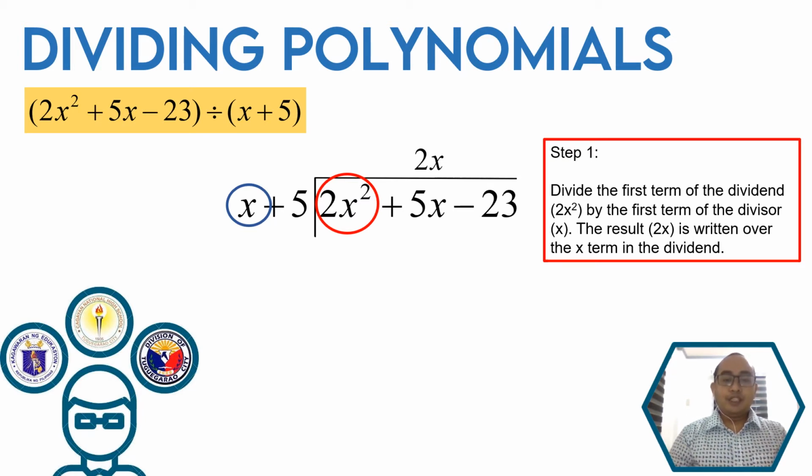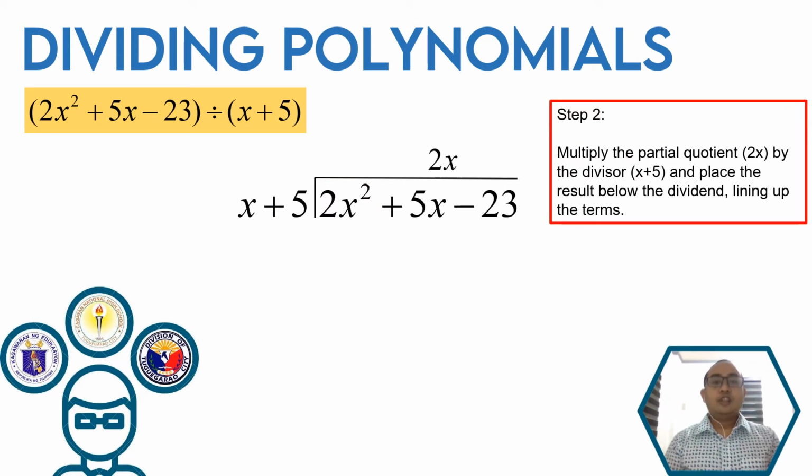Once we're done doing that, we proceed to step number 2. Class, we are now going to multiply the partial quotient, which is 2x, by the divisor x plus 5, and we place the result below the dividend, lining up the terms. So 2x times x will give me 2x squared, and 2x times 5 will give me 10x.